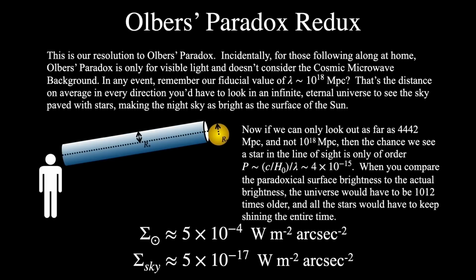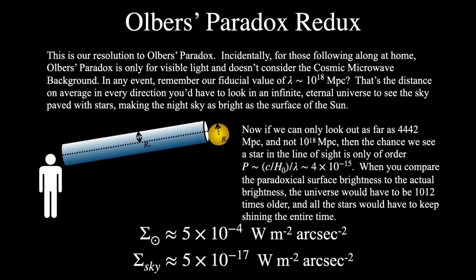Now, if we can only look out as far as 4,400 megaparsecs, that's really a lot smaller than 10 to the 18th megaparsecs. So the chance that we're going to see a star in our line of sight is simply this Hubble distance, divided by the characteristic size scale of the infinite universe. And the probability we're going to see that is about 4 times 10 to the minus 15th. That's a really tiny chance. So when you compare the surface brightness due to Olbers' paradox, which would be the surface of the sun, and what we actually see from starlight, the universe would have to be 10 to the 12th times older, and all the stars would have to keep shining the entire time.